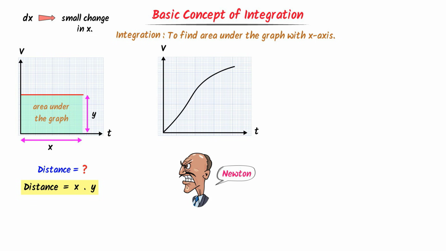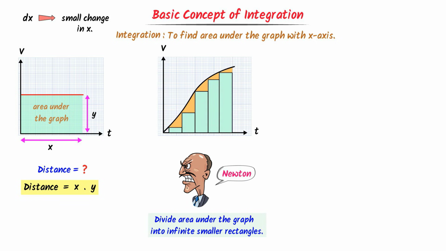Newton Baba states that we will divide the area under the graph into smaller infinite rectangles plus shaded curves. After that, we will add the area of the infinite rectangles plus the area of the shaded regions. Let the width of this rectangle be dx and its height be y1. Let the width of this rectangle be dx and its height change to y2. Let the width of this rectangle also be dx and its height change to y3. This pattern repeats until it goes to infinite rectangles.